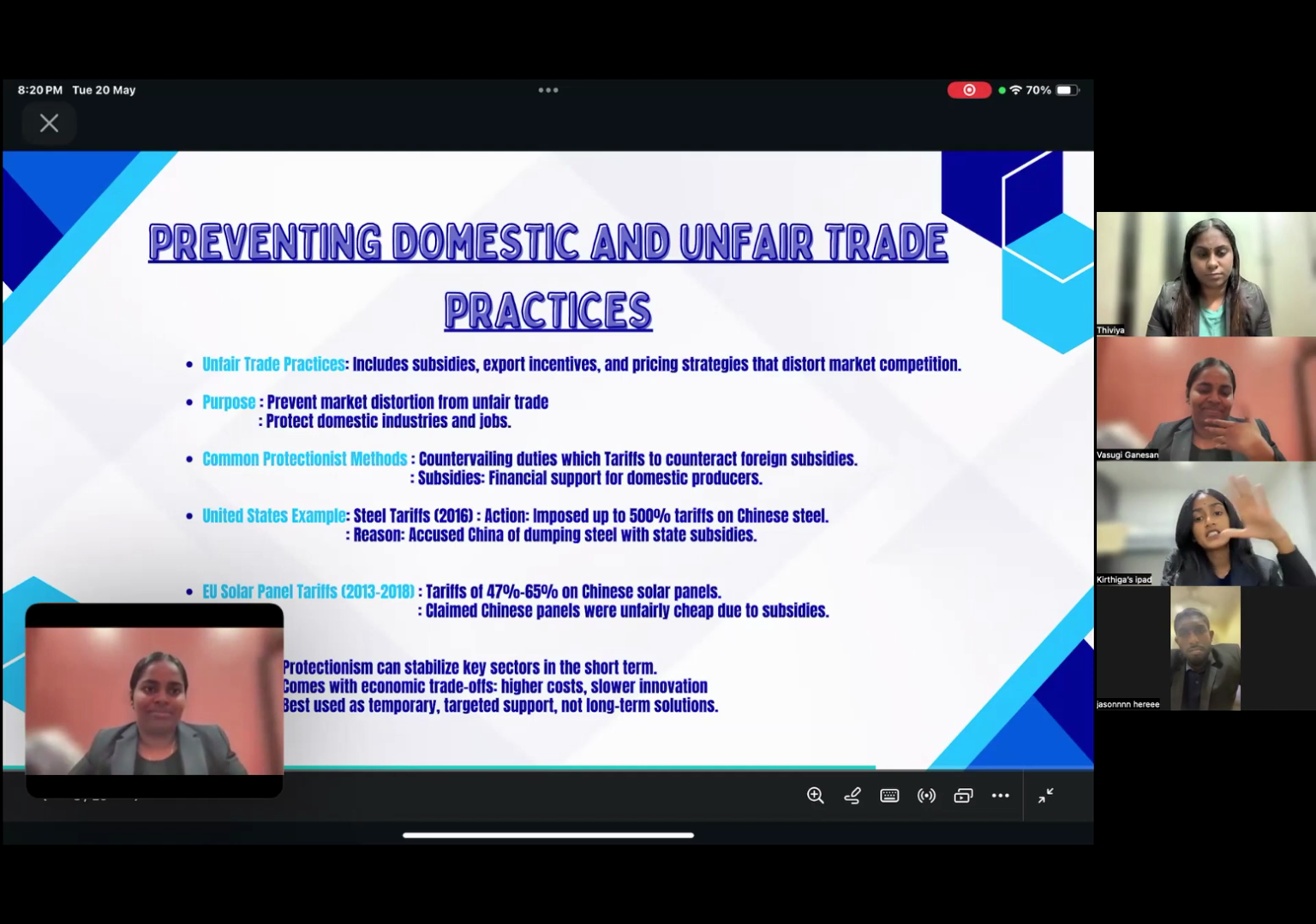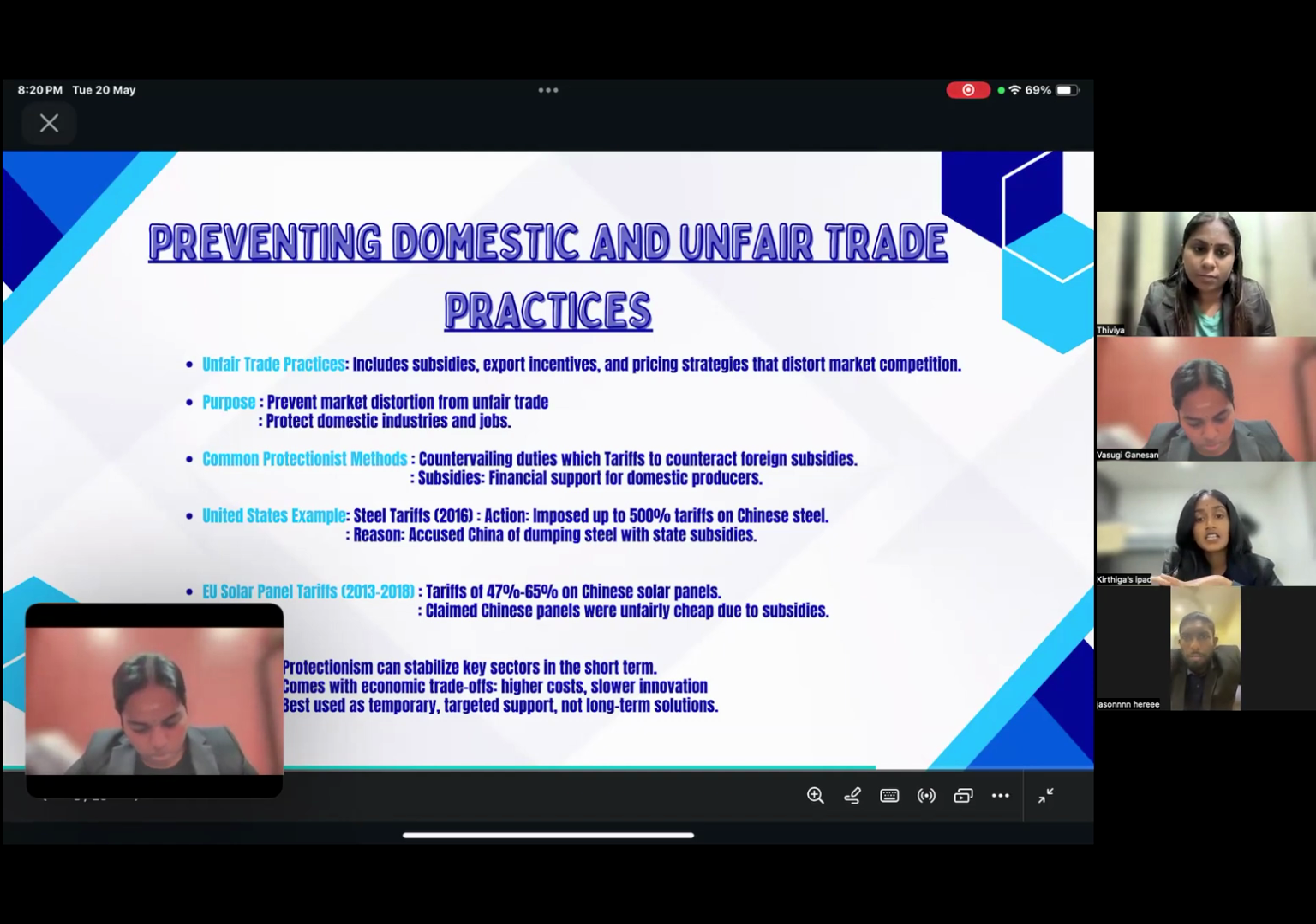Similarly, the European Union introduced tariffs of 47% to 65% on Chinese solar panels between 2013 and 2018. They claimed that Chinese companies were selling panels too cheaply because of government subsidies, threatening local European manufacturers. While the tariffs helped EU producers, they also made solar panels more expensive, slowing down the adoption of clean energy. So what we learn from these examples is that protectionism can stabilize key sectors, especially when they are under threat from unfair competition.